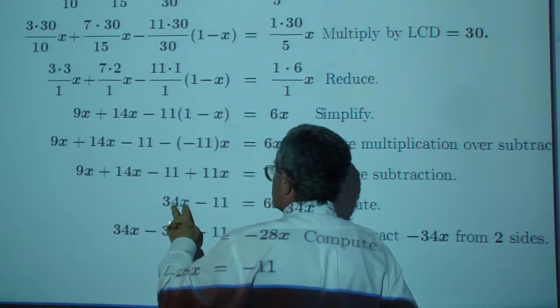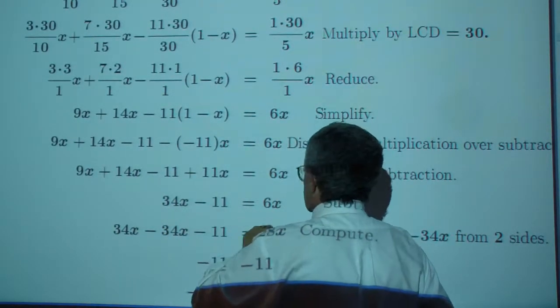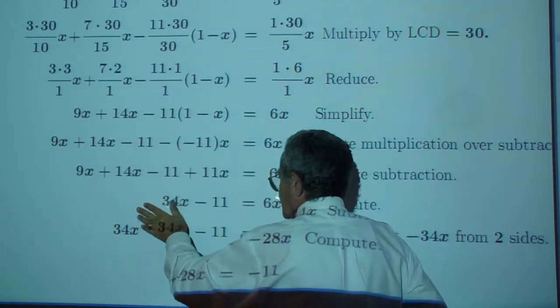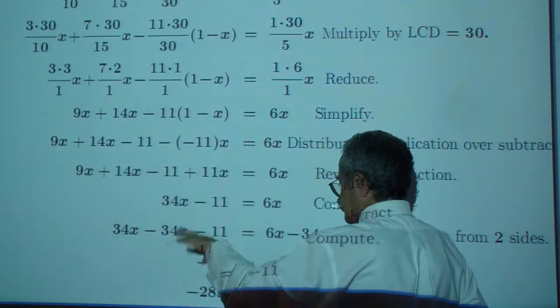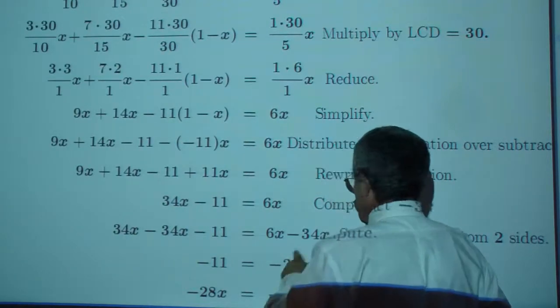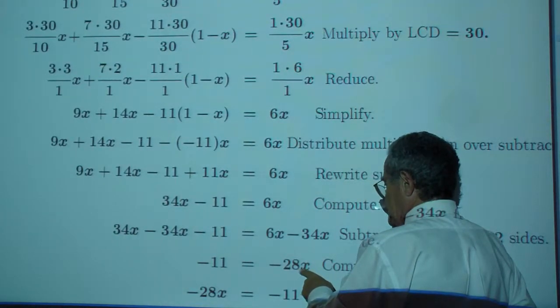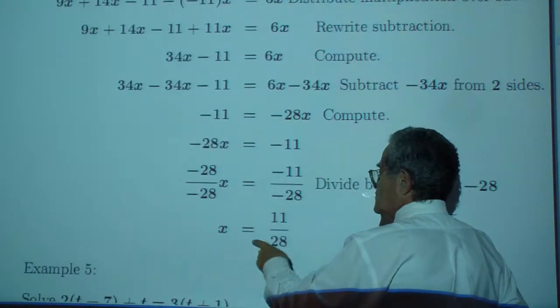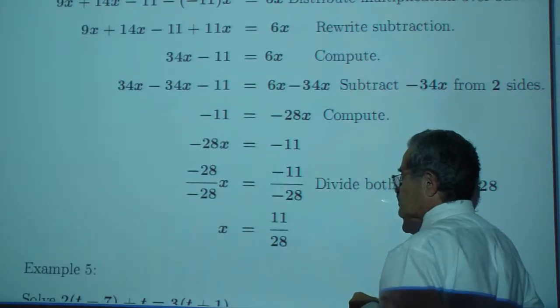Combine like terms, you get 34x. Subtract 34x from both sides, the x's drop out on the left. You're just left with constants on the left. On the right, you get -28x. Divide by -28, and you get x = 11/28.